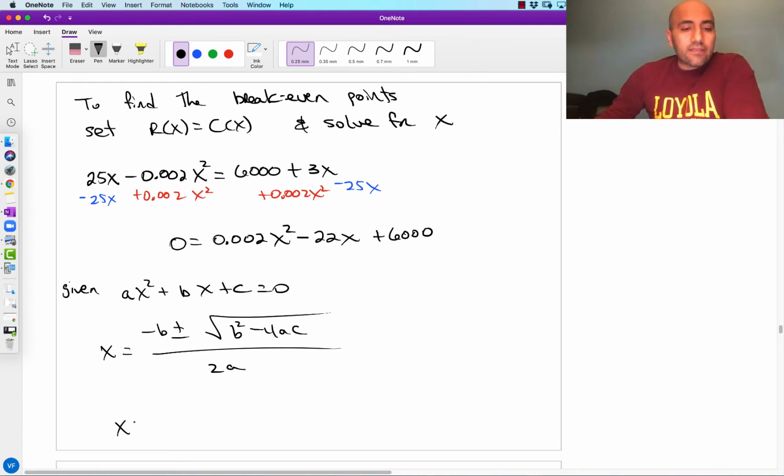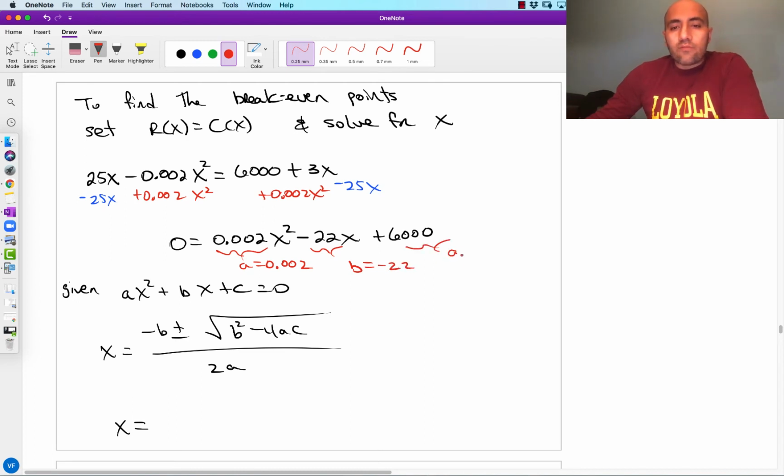So in our problem, that means the role of a is being played by 0.002. The role of b is being played by negative 22. Don't forget the sign. And finally, the role of c is being played by 6,000. So all we have to do is plug into this formula and find our results.